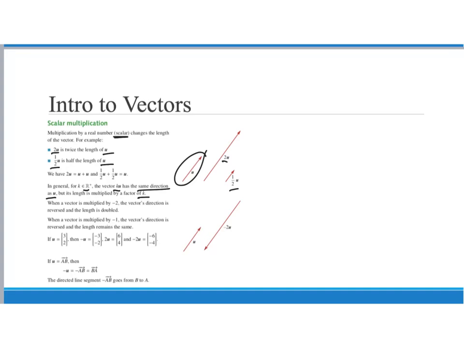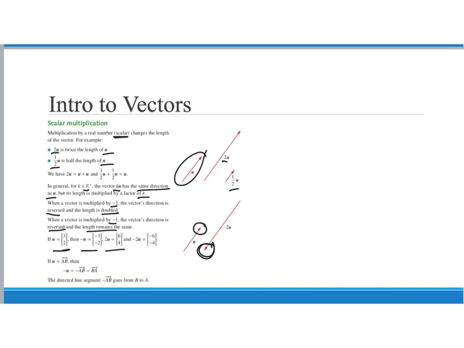When the vector is multiplied by -2 in this case, the vector's direction is reversed and the length is doubled. See how the arrow here is going a different direction to this one. That's because the direction changes because of the negative, but it is still twice the length. When a vector is multiplied by -1, the vector's direction is reversed, but the length remains the same. So if we look at u here, the negative u is (-3, -2).